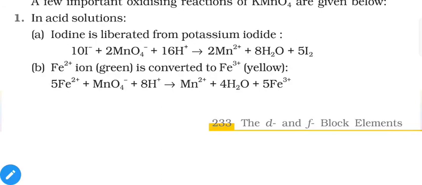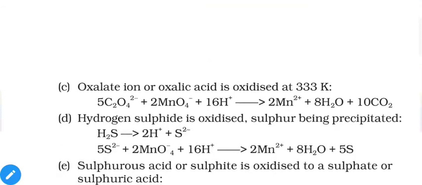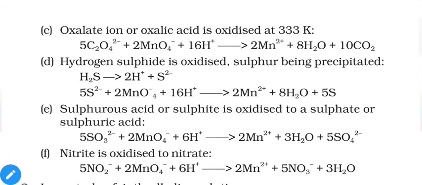Fe2+ will oxidize into Fe3+. Then next, again the reaction already discussed, oxalate ion will convert into carbon dioxide. Then we have a new reaction, H2S into S. The half reaction is mentioned and the overall reaction is again mentioned. So how can you find the overall reaction? Let's discuss this with the given example of H2S.